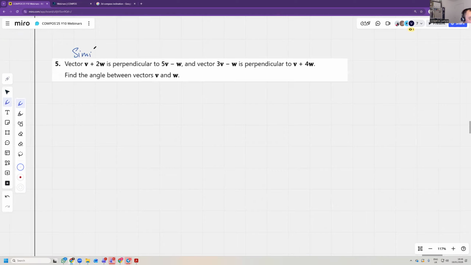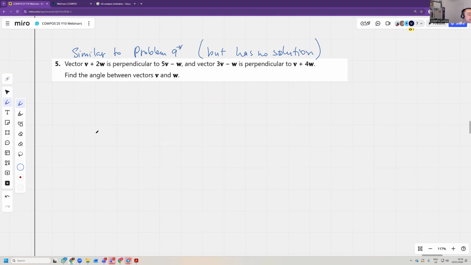Similar to problem 9. Problem 9 is with a star, but has no solution. Okay. So we have a vector.